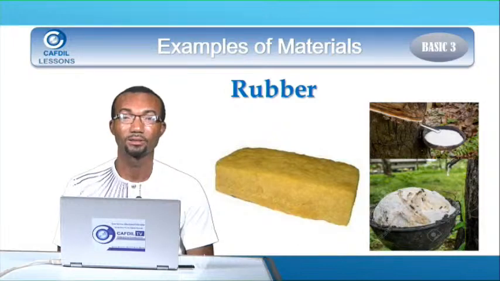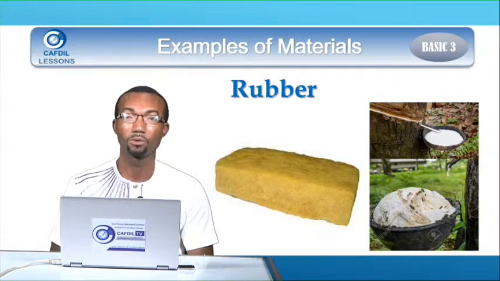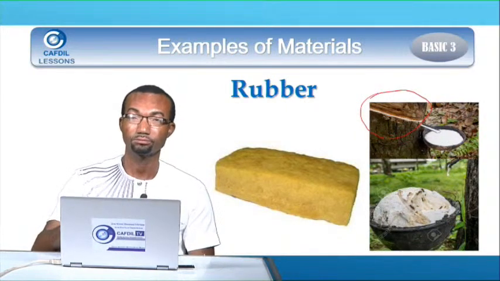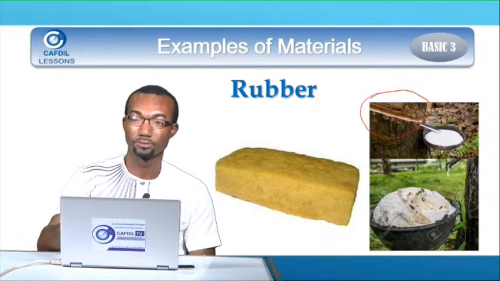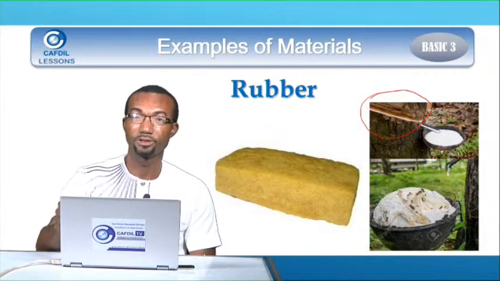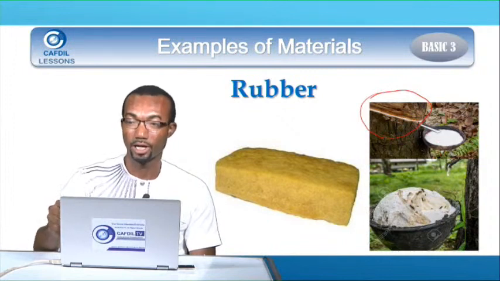The next one is the rubber. Where do we get the rubber? We get it from trees. When you look at the top here, they make a hole around the stem of the tree where the rubber is collected into a bowl.